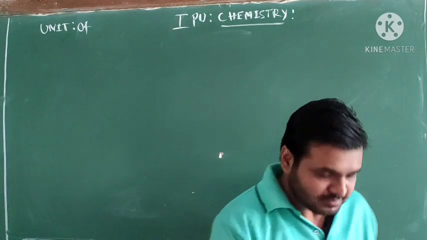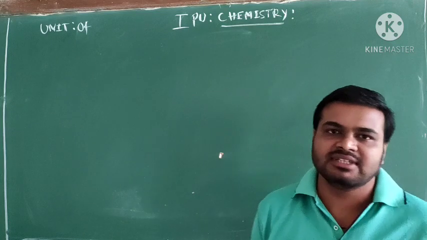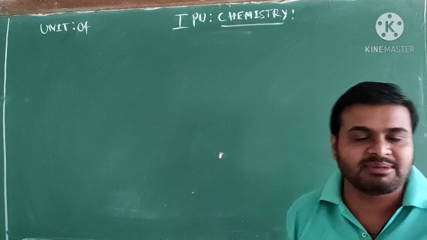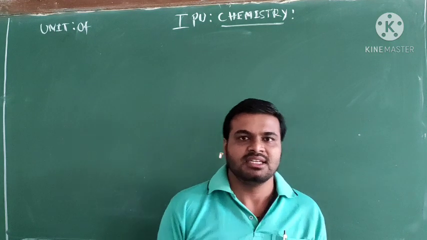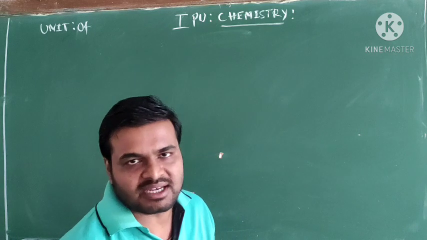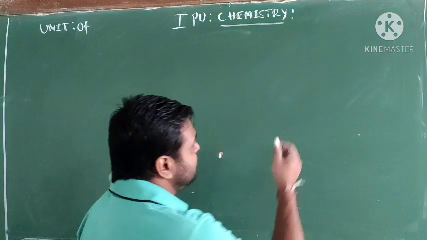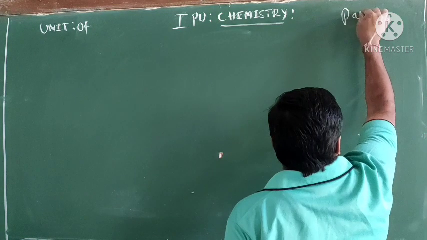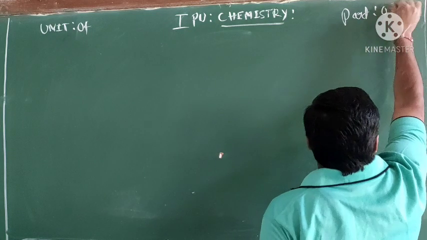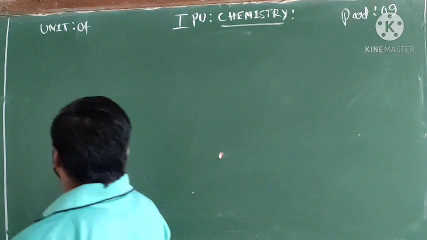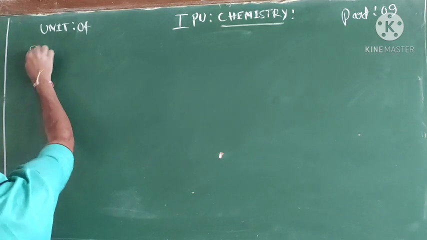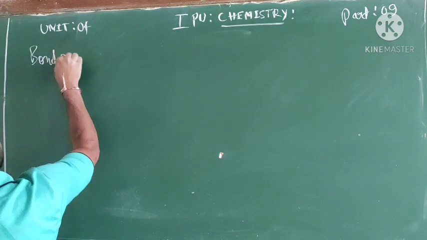Hi students, in the previous session we discussed, in Unit 4 Chemical Bonding and Molecular Structure, two bond parameters. Let us continue to the next part, another important bond parameter. So the first one is bond enthalpy.